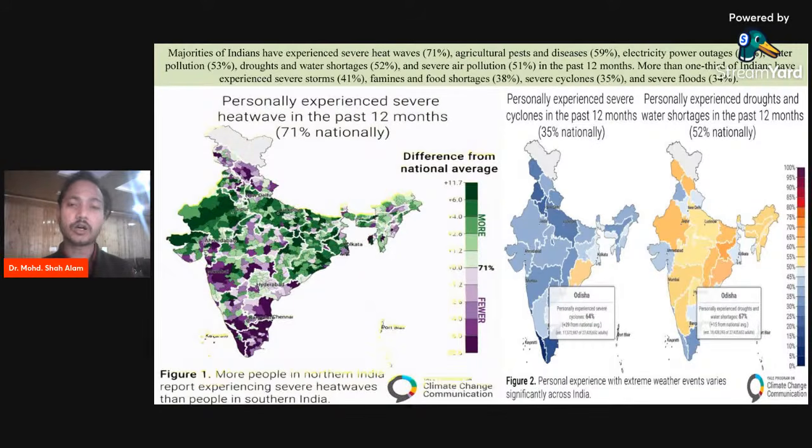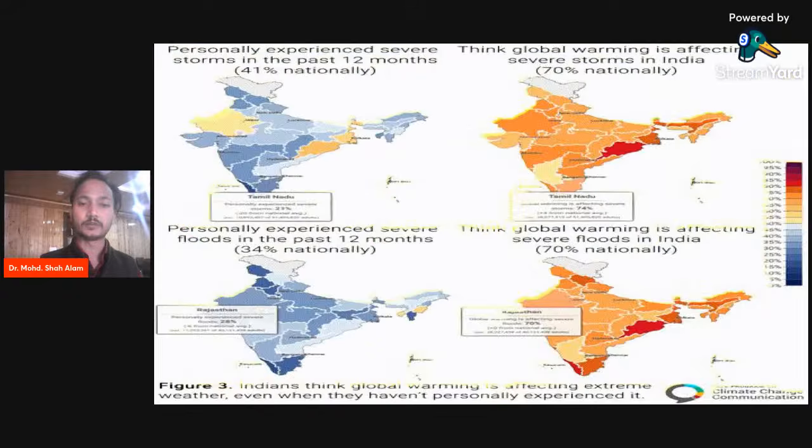51% of the population of India have been struggling with severe air pollution in the past 12 months. More than one third of Indians have experienced severe storms, 41%, famine and food shortage at 38%, severe cyclone 35%, and severe flooding 34%. This map in general shows the amount of population which has experienced these natural disasters in the past 12 months in comparison to the other population living in India.